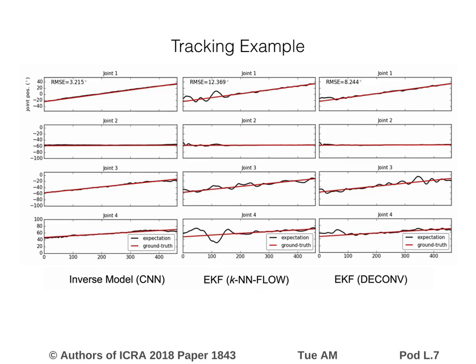Although the forward models have been trained for image prediction only, they are still able to track the state of the robot using an EKF framework and an initial prior.